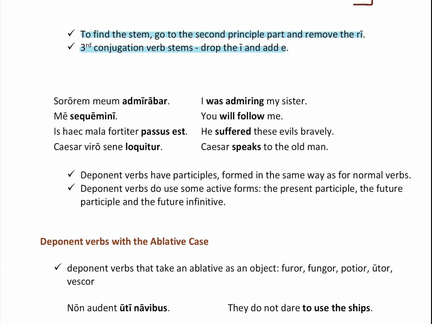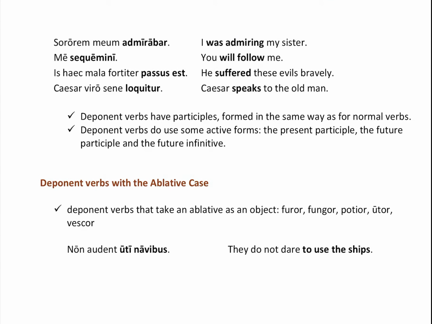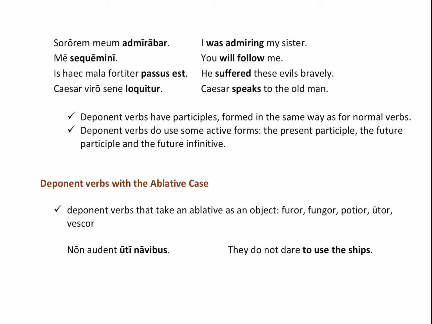All right, let's look at a couple of sentences here. Sororem meum admirabar. So here we go. It looks like a passive verb. We know because you looked in the dictionary and the first principal part ends in OR that it is a deponent verb, and it gets translated active. It is in the imperfect passive because look, it's got the bar on it. So it's imperfect passive, but remember we have to translate it as active. Right? So, I was admiring my sister.